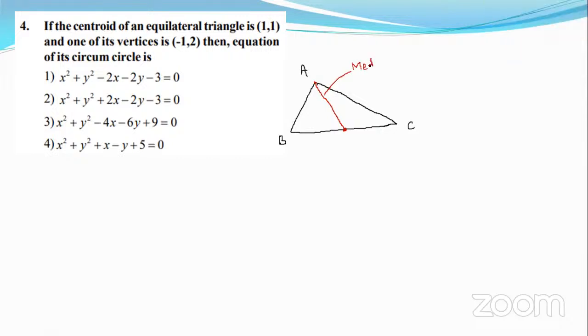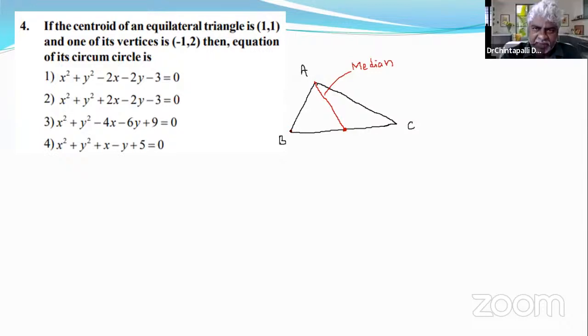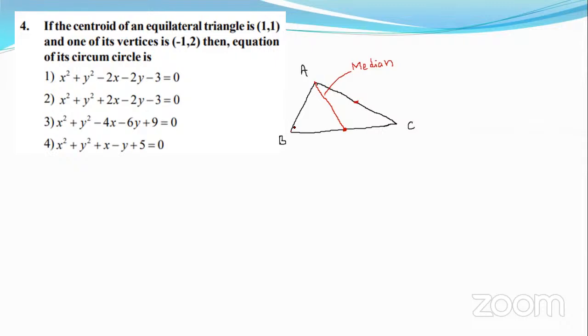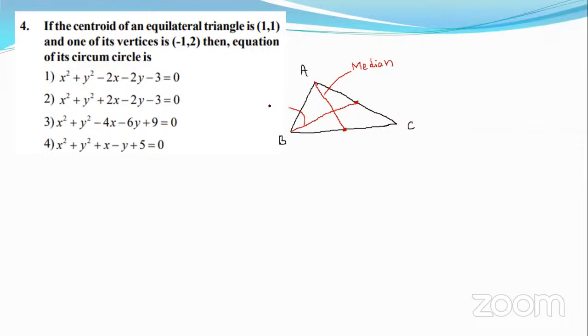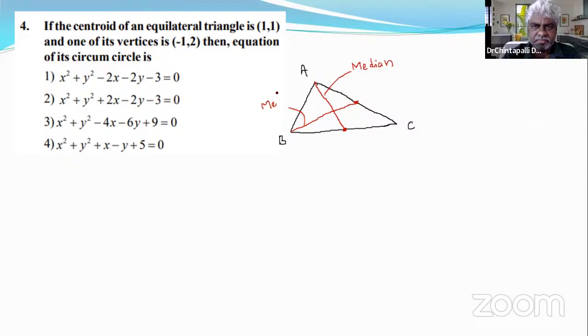And vertex B is connected to the midpoint of its opposite side AC. This is also a median, but through B. That is the median through A. This is the median through B. Now this is the median through C. The fact is, the three medians are concurrent.